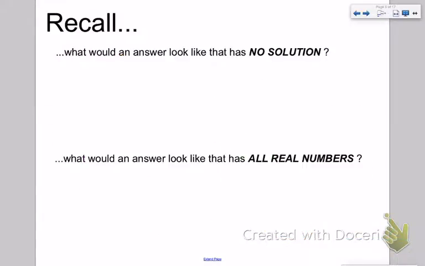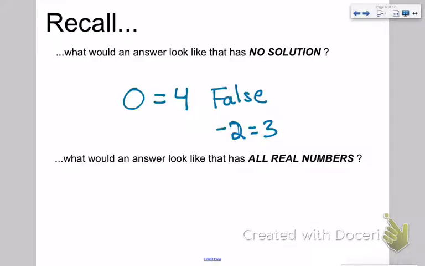All right, we're going to go way back to the first time we solve equations. And what does an answer look like that has no solution? When something has no solution, we get something like 0 equals 4, or negative 2 is equal to 3. Those are false. So when we get those when we solve systems as well, we just write no solution if we get something false.